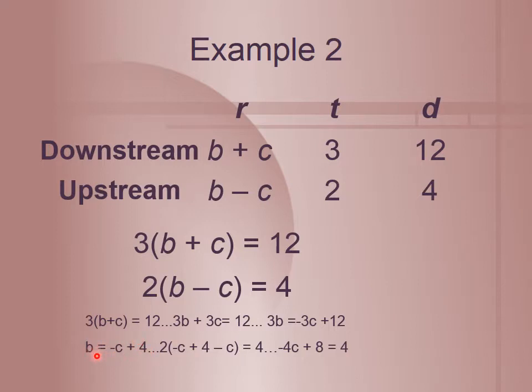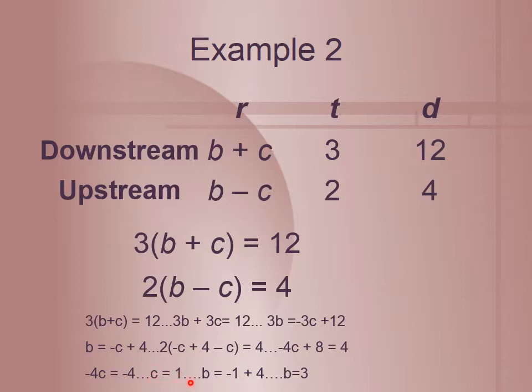So now that I've solved for b, I'm going to take that b and I'm going to substitute it into the second equation. So I have 2 times, but instead of saying b, I'm going to write negative c plus 4. And then I have my minus c equals 4. So I distribute 2 times negative c, or actually negative 2c, is negative 4c. And then 2 times 4 is plus 8 equals 4. So I'm going to solve for c. I'm going to subtract 8 from both sides, and I get negative 4c is equal to negative 4, which means c is equal to 1.